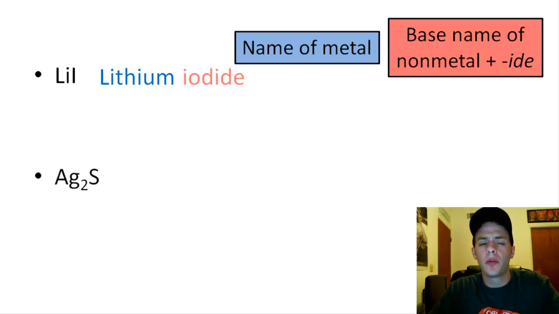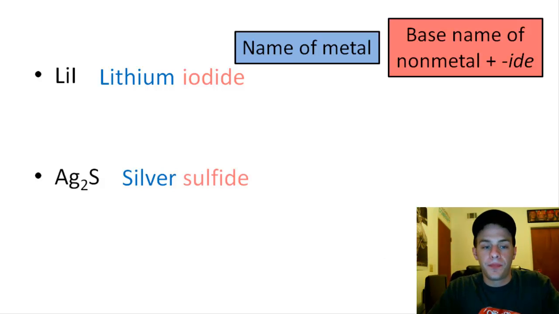So let's move on to another example. This is Ag2S. Again, we start with the name of our metal. Ag is the symbol for silver. And then we take the base name of this element right here, which is sulfur, and add -ide. So this is called silver sulfide. So let's move on to another example.